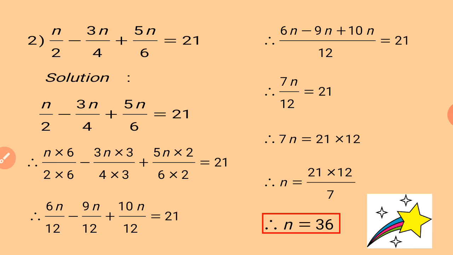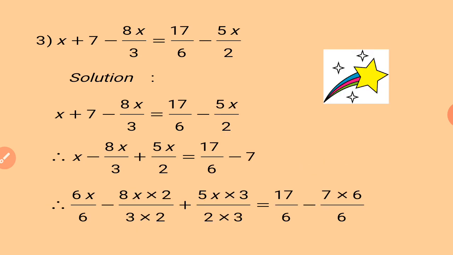Transpose 7 and 12 on the other side and you get n equal to 21 into 12 upon 7, which ultimately gives you n equal to 36. Next question now. Here you will see that variables are not on one side. So your first step will be taking variables on one side.